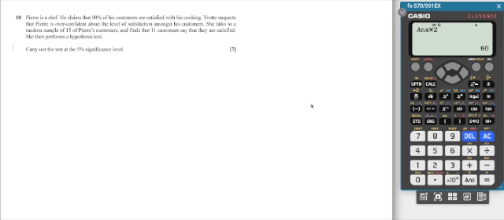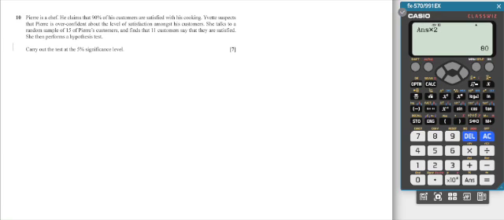What are we doing then? Pierre claims that 90% of his customers are satisfied with his cooking. Yvette suspects that Pierre is overconfident about the level of satisfaction amongst his customers. She talks to a random sample of 15 and finds that 11 say they are satisfied. She performs a hypothesis test. Carry out the test at the 5% significance level.